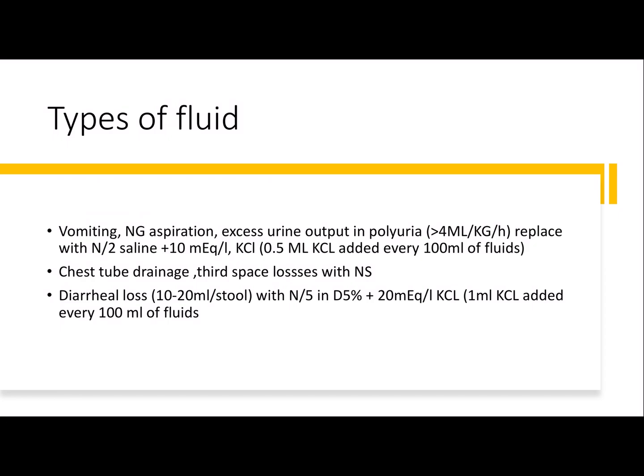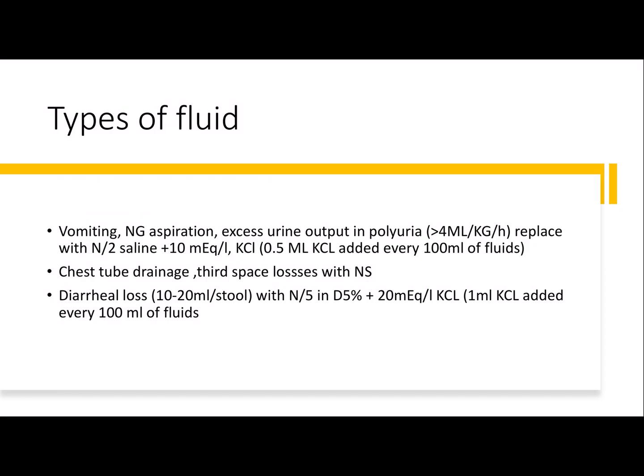And if there is fluid imbalance from diarrheal loss, meaning 10 to 20 ml per stool, we will replace it with N by 5 normal saline in 5% dextrose plus 20 milliequivalent per liter KCl, that is 1 ml KCl added to every 100 ml of fluid. So these are the types of fluid we will use to balance the fluid of the neonate.